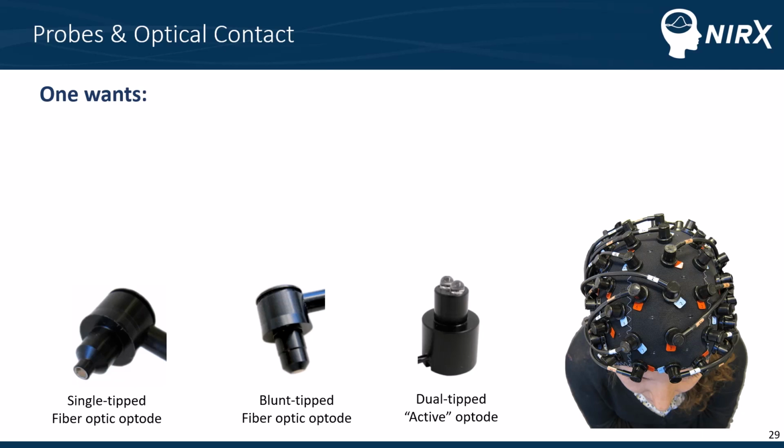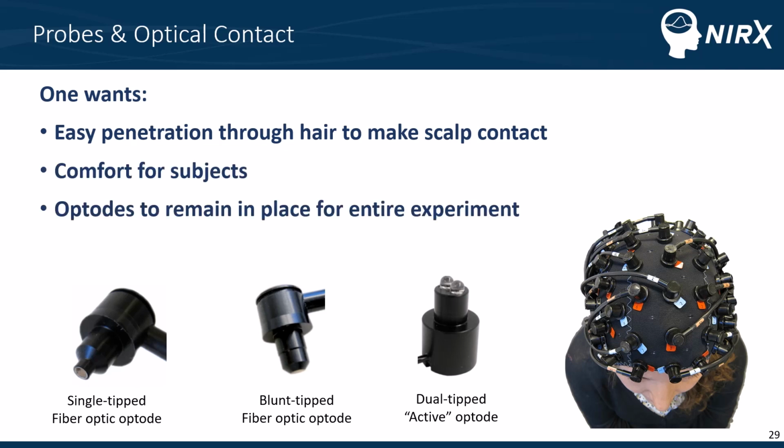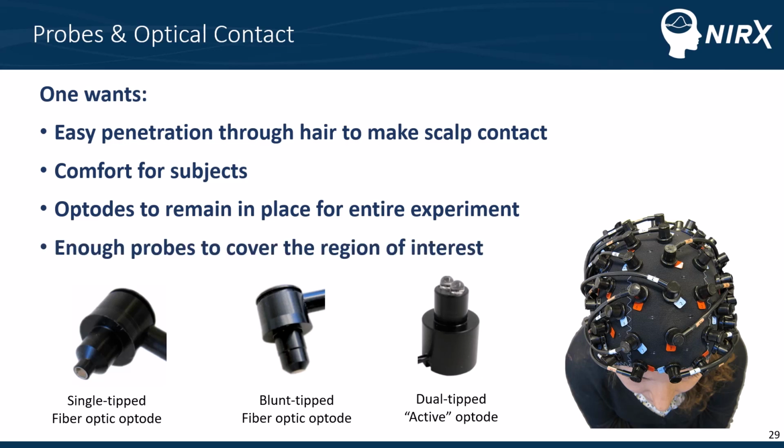Okay. Probes and optical contact. With probes, you want to have easy penetration through the hair to make scalp contact, and that's achieved by our probes because they basically come to a point. So it makes for easier parting through the hair. You also want them to be comfortable for subjects. You want the optodes to remain in place for the entire experiment, and you want enough probes to cover the region of interest. Our probes have been really well engineered in order to meet these needs, the last one being dependent on your system configuration. But all our probes are designed to easily part through the hair and to stay in place for the entire experiment. That's both coming from the probes themselves as well as the NIRS cap accessories that we provide.